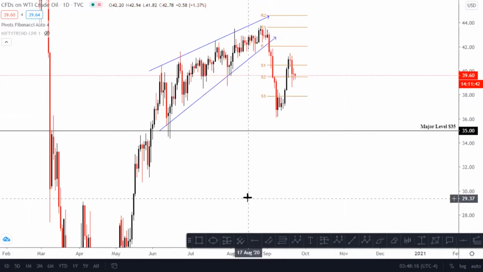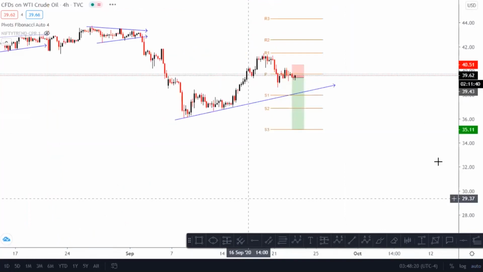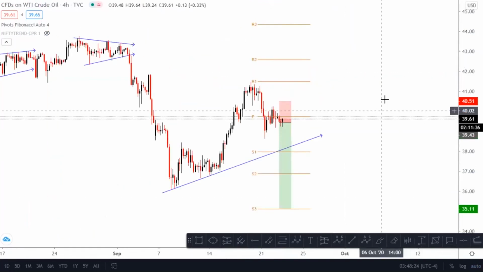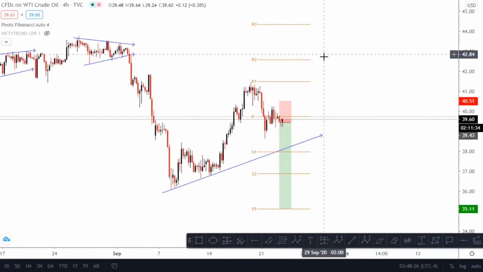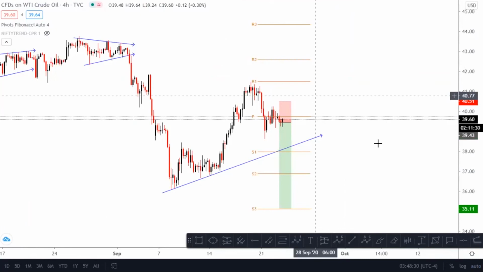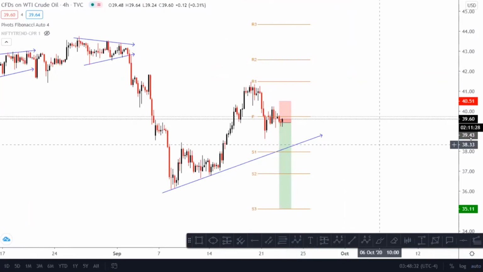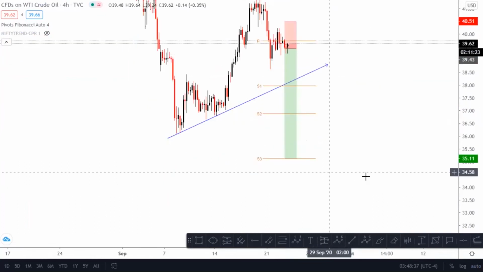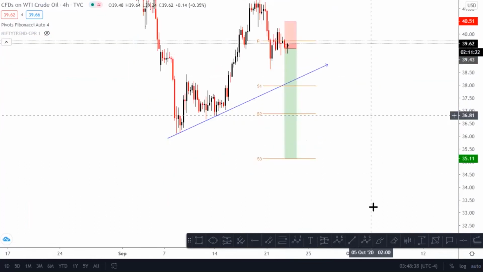On the 4-hour chart, we're trading at the central pivot zone, so here there is fair value. Probably if markets come back above 40.5, then markets could rally again to 42, 42.5. However, if markets fail to go above 40.5, which I think won't happen, then probably we could see this downward move all the way to $35 a barrel. So that's what I'm watching on oil.